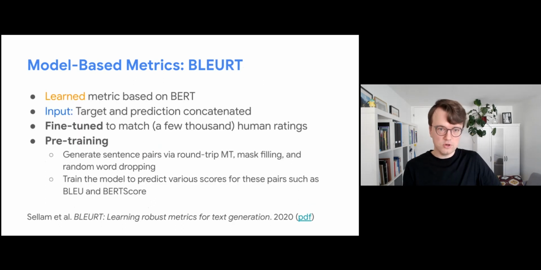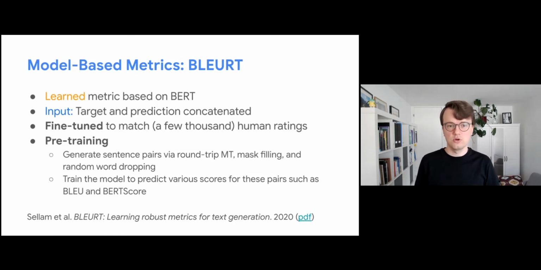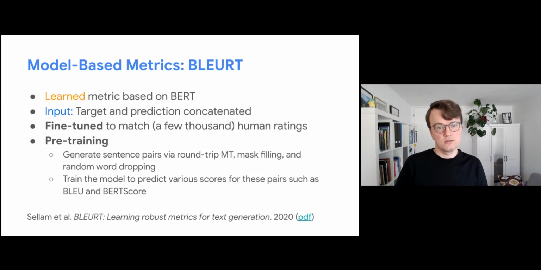Okay, another model-based metric is called BLEURT, which is also a fairly recent one. What makes this different from BERT score is that this is a learned metric, in the sense that the previous one was using a fixed or frozen BERT model that you don't fine-tune, but now you actually fine-tune also the model or the metric. What this requires is that you need to have some outputs that are already rated by humans, and then you fine-tune the model to match the human ratings.